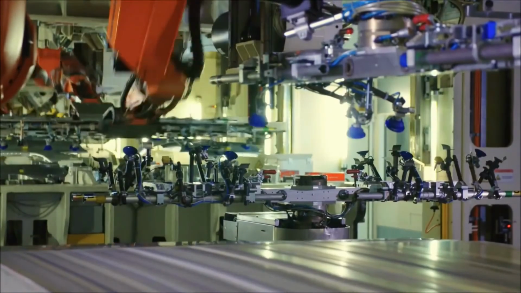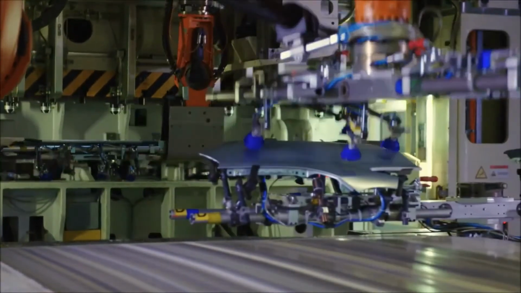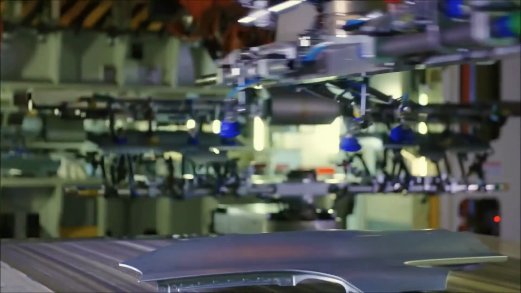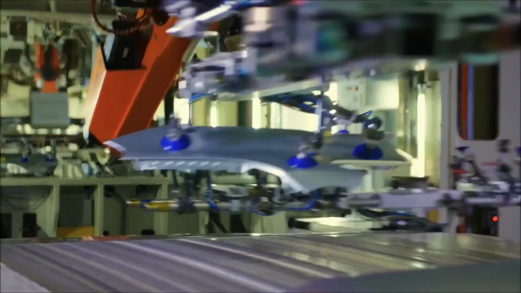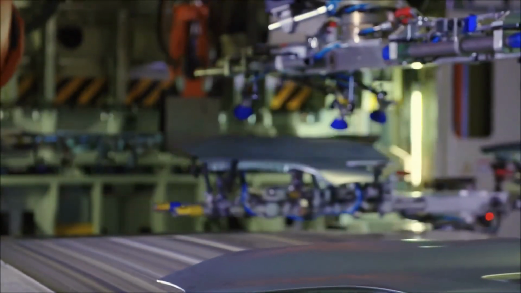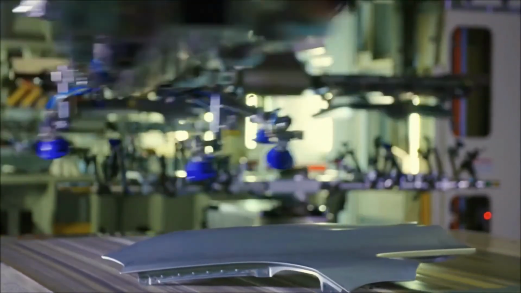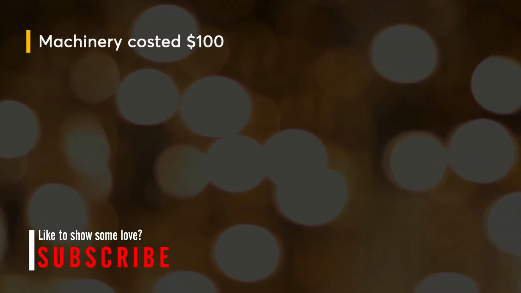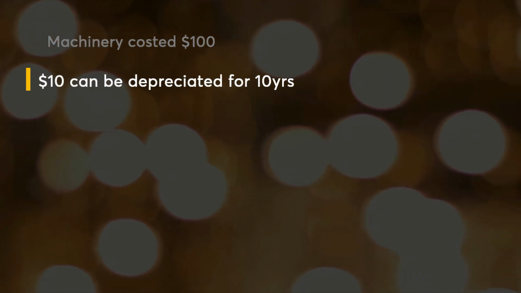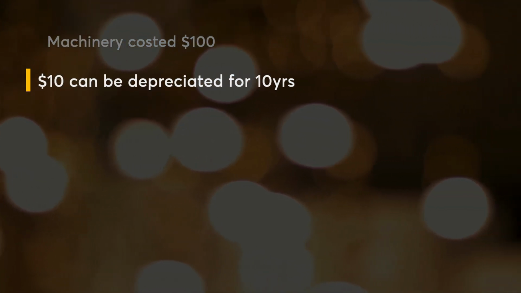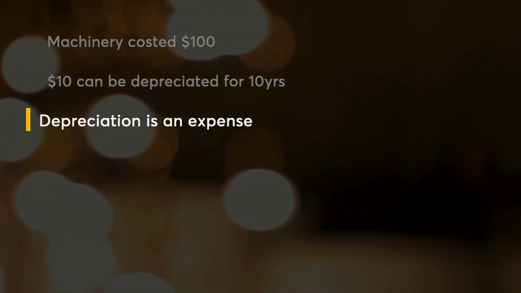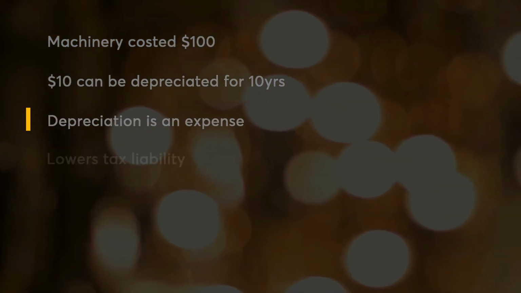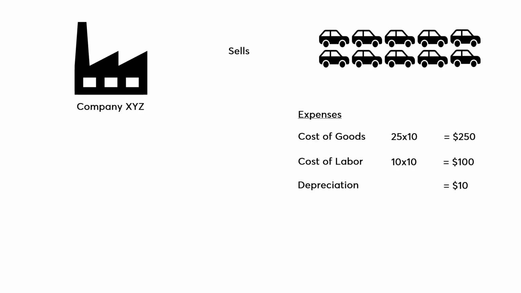Now, to manufacture cars, you need tools and expensive machinery. This machinery will depreciate, and every single year you are allowed to depreciate a certain value so the company's tax bill is lowered. Suppose the machinery costs $100. You can depreciate $10 every single year for 10 years. This $10 is considered to be an expense which lowers the net income and hence lowers the tax owed by the company. The total expense to manufacture 10 cars is $360.